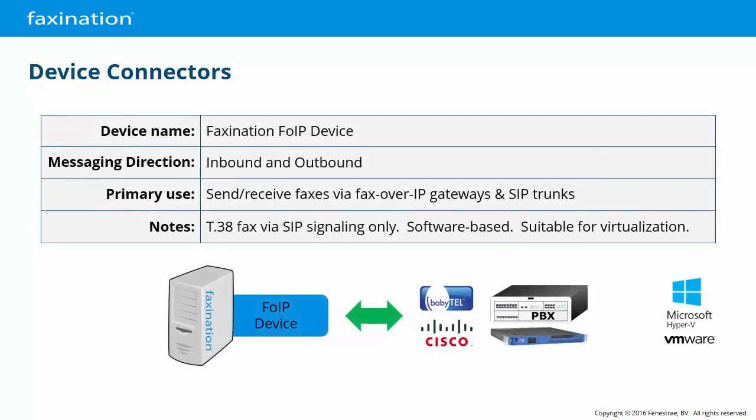The Faxination FOIP device connector provides yet another software-based fax-over-IP alternative. It supports SIP signaling only, so it can't be used where H.323 signaling is required, but it is capable of being configured for multiple gateways simultaneously, which is something that the Brook-Trout SR140 and XCAPI are incapable of. As with the other software-based fax-over-IP solutions, this connector is perfectly suitable for virtualization.